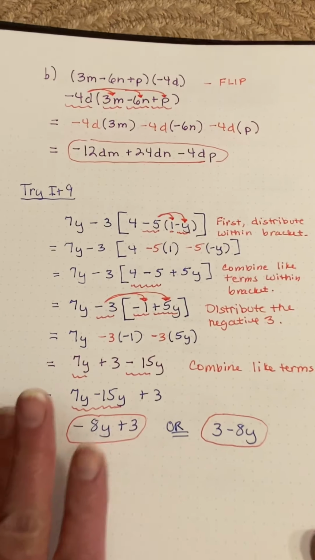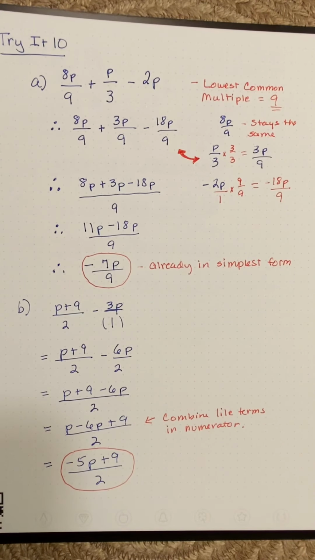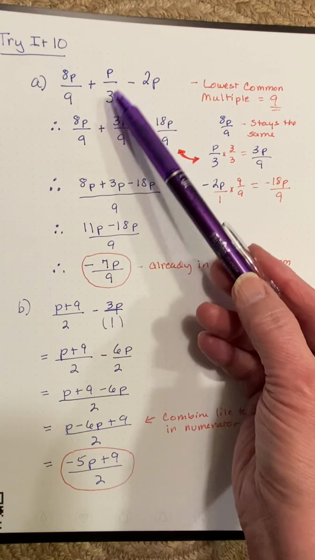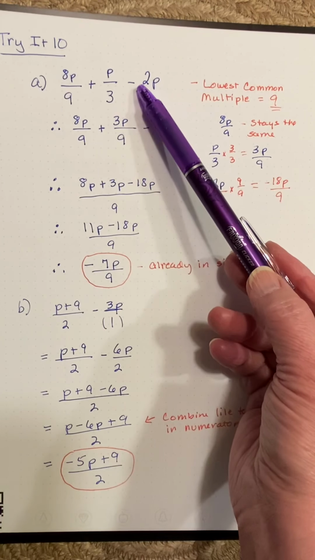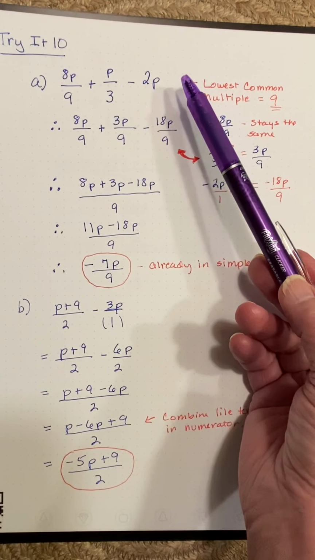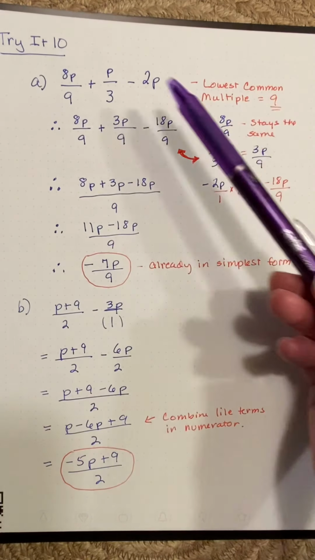Okay, now let's move on to try it 10. Try it 10 adds working with fractions. So letter A in try it 10 has 8p over 9 plus p over 3 minus 2p. Now remember, if it's just a whole number as a fraction, we would just simply add over 1 here, and that would make it correct. However, when we add and subtract fractions, we need common denominators, so we figure our lowest common multiple. In this case, it would be 9.